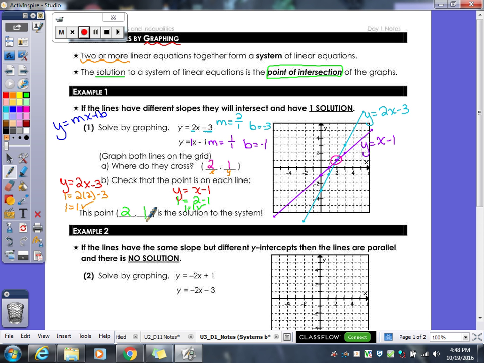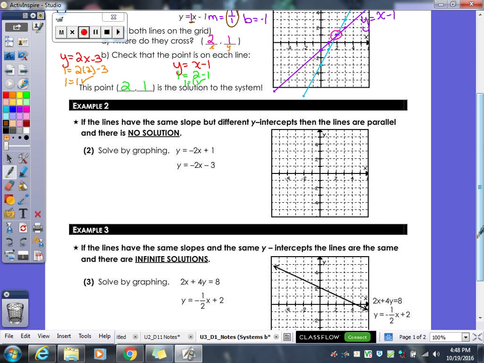Now another thing they want you to be able to start doing is recognizing if two lines have different slopes, which these ones had a slope of 2 and a slope of 1, so they had different slopes, they will always have one solution. So we can start recognizing from the equations themselves when we're going to have one solution by looking at those slopes and being able to tell that they're different.